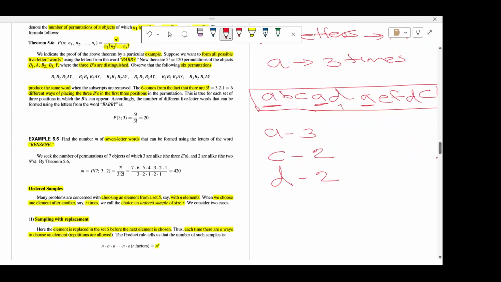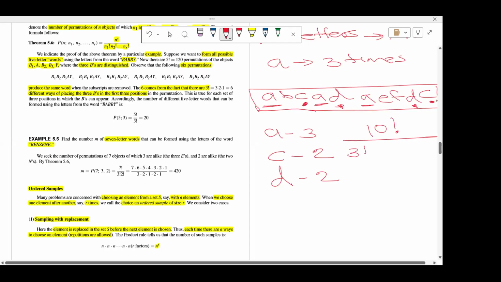The rest occur one time each: only one B, one E, one F. So how can we find the answer? Altogether we have 10 letters now. The answer is 10 factorial over 3 factorial into 2 factorial into 2 factorial. This is how we can find the answer for this scenario.